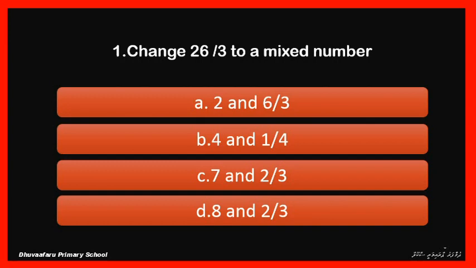Question 1. Change 26 by 3 to a mixed number. Option A, 2 and 6 by 3; B, 4 and 1 by 4; C, 7 and 2 by 3; D, 8 and 2 by 3. You will get 30 seconds to write your answer.